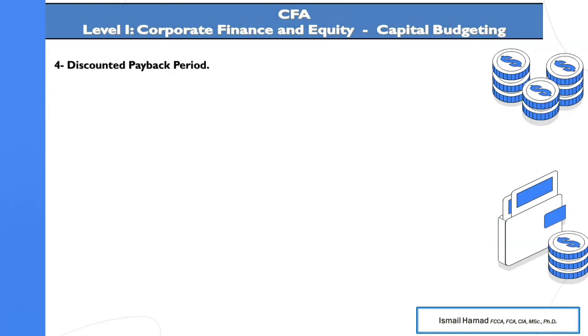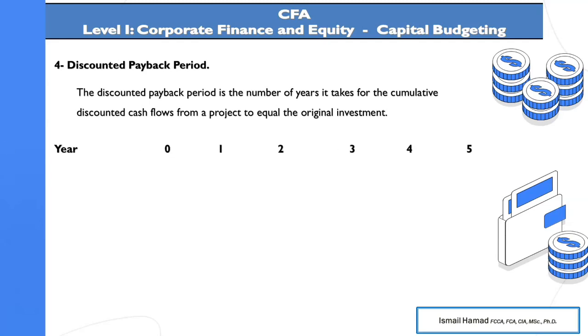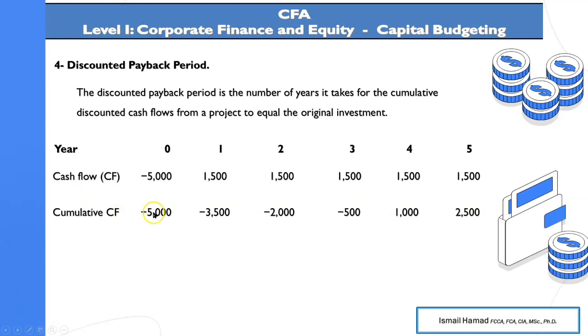To solve this problem, they use what is called the discounted payback period. Let us see an example. The same years, cash flow -5, 1.5, and so on. Now we are going to calculate the cumulative cash flows, adding 5,000 plus 1.5 gives 3.5, adding 1.5 gives 2,000 negative, and so on. So here it is crystal clear the payback period is after the 500, that is 3 years and a half, exactly 3 years and a half.